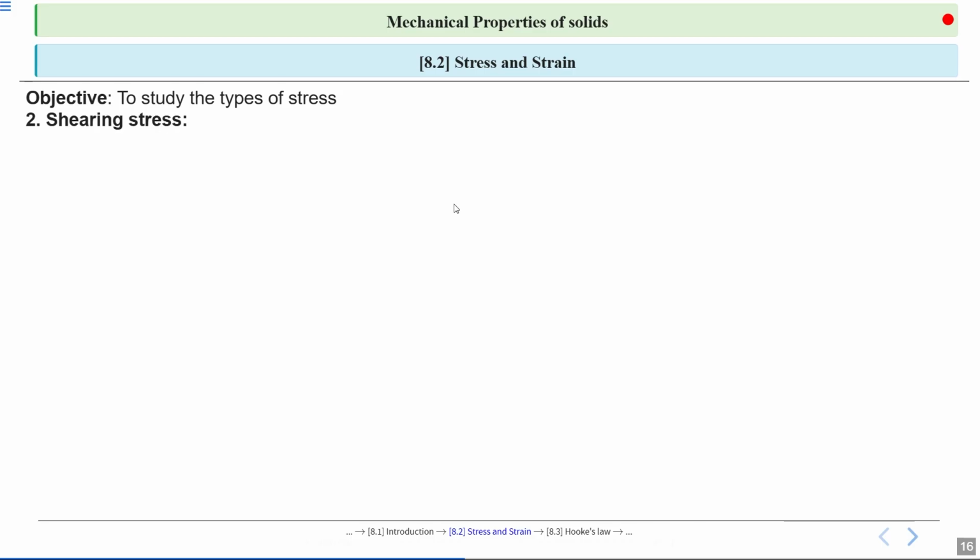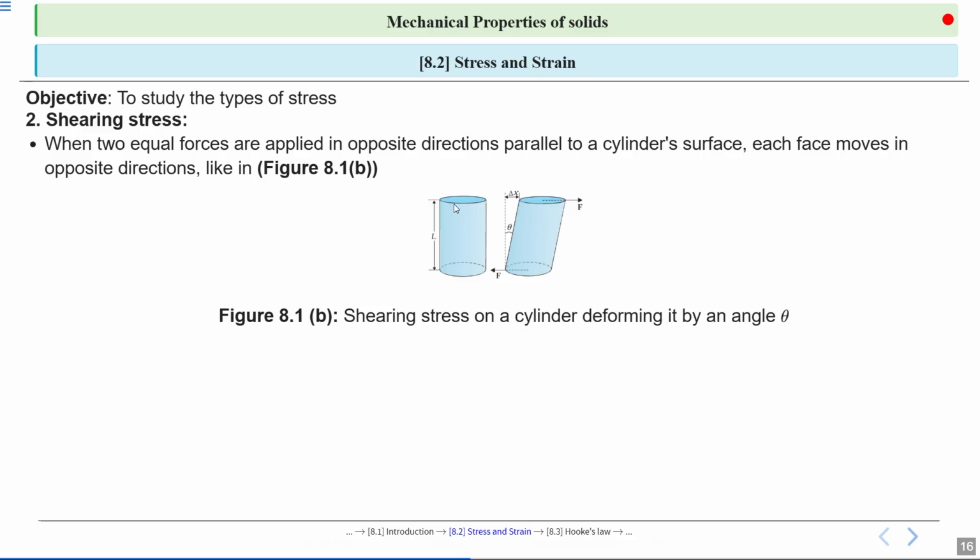Now, second is shearing stress. Let's discuss shearing stress. This type of stress occurs when two equal forces are applied in opposite directions, parallel to the surface of a material. So, when two equal forces are applied in opposite directions parallel to a cylinder's surface, each face moves in opposite directions. Look at figure 8.1.